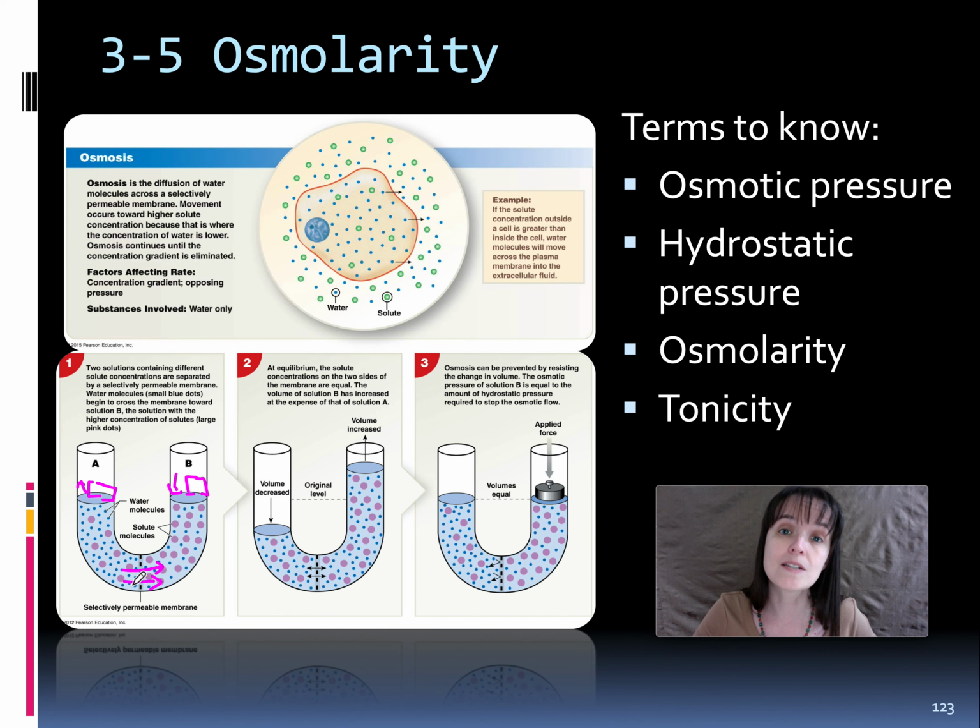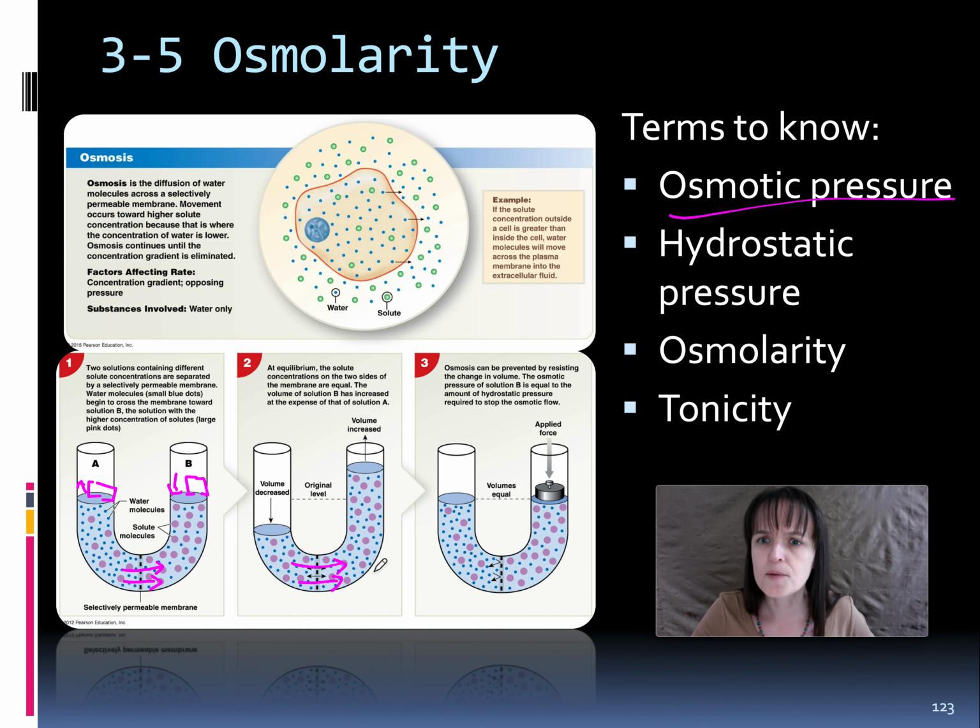It's doing it because it's moving down its own concentration gradient, because that's what diffusion is. You can't stop it unless you've got the right kind of membrane there. Okay, so the force of the water moving through the holes in the selectively permeable membrane is osmotic pressure. So it's the force of water moving due to osmosis.